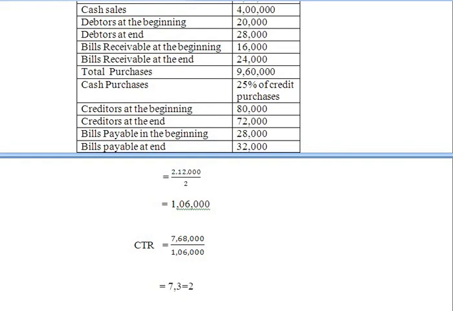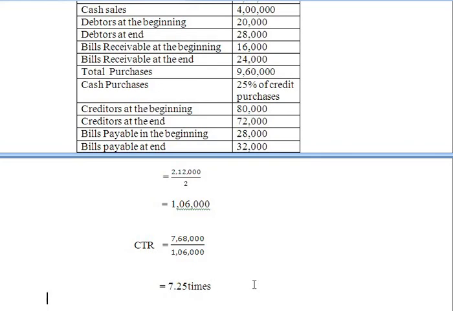What is this 7.25 times? It means that whatever amount they have paid on average, their credit purchases are more than that by 7.25 times. They have paid just 1,06,000, but their actual credit purchases are 7,68,000, which is 7.25 times more. Not a percentage, it is times.